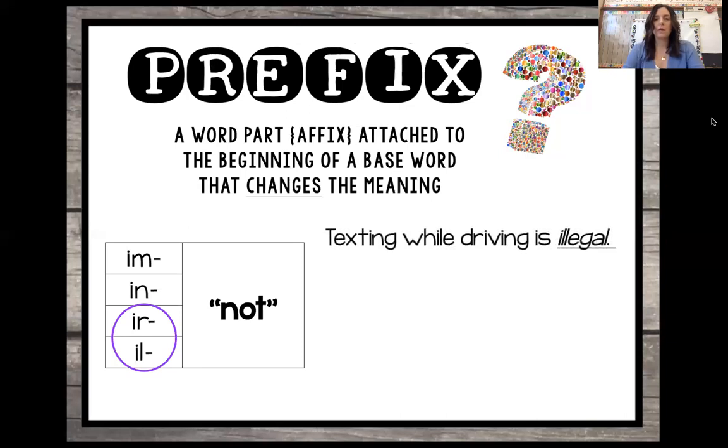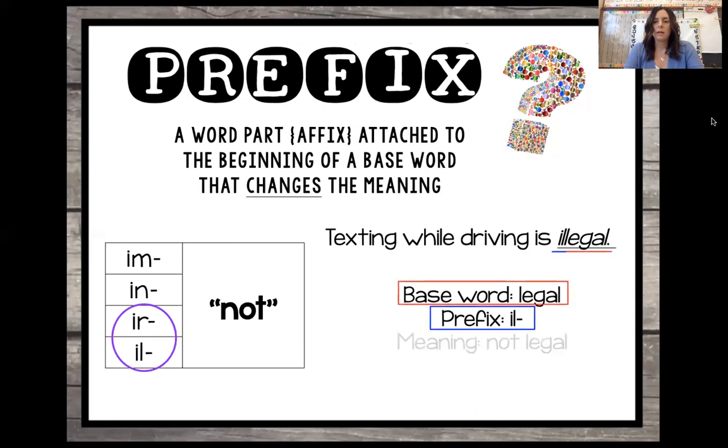And an example would be the word illegal. So in a sentence, texting while driving is illegal. The base word is legal. And so we know that legal means allowed by law. And when you add the prefix ill to it, the word becomes illegal. And the new meaning is not legal.